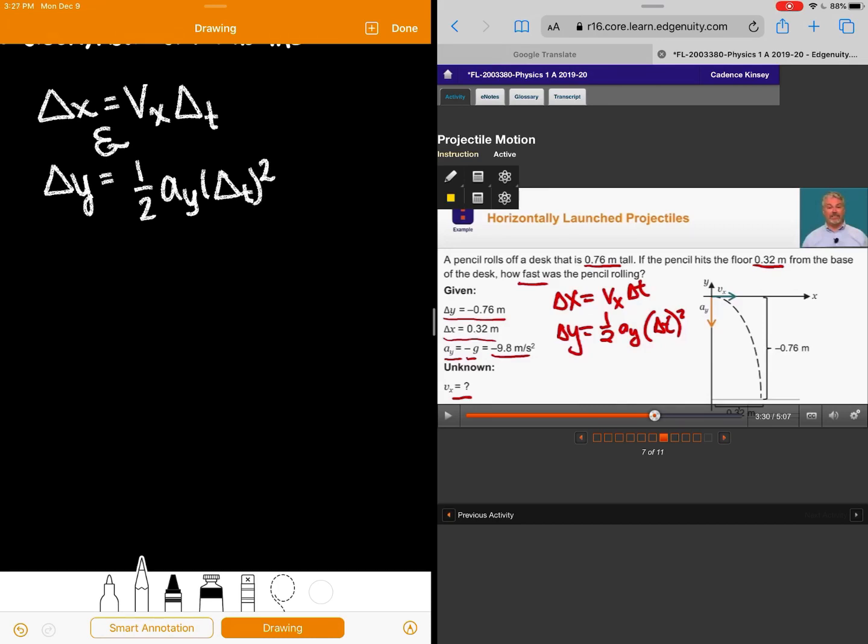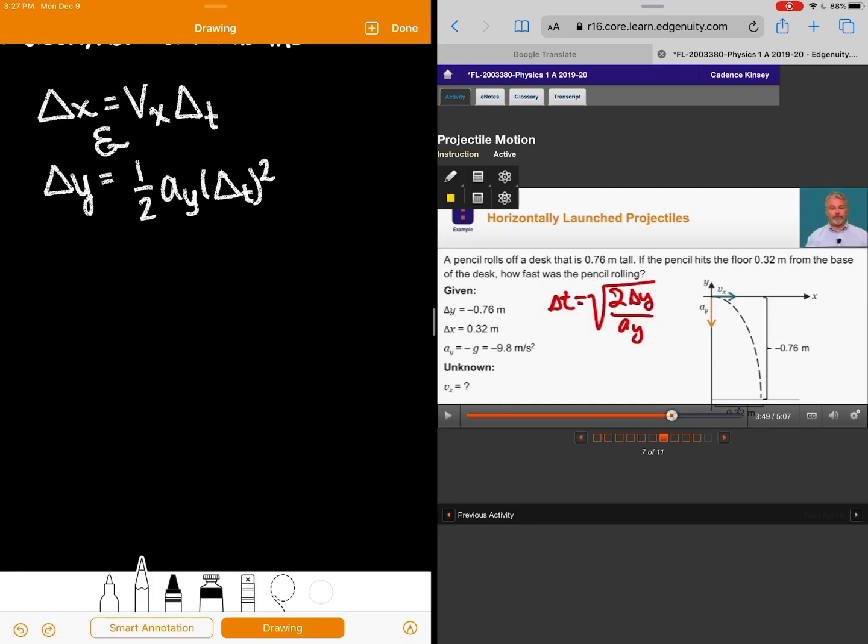To solve this problem, we will be using both formulas. However, we will need to rearrange them. Keep in mind that we're solving for velocity. However, in order to solve for velocity, we need the time, which is why we will rearrange the second equation to isolate delta t. We can do that by first removing this 1/2 that we have here.